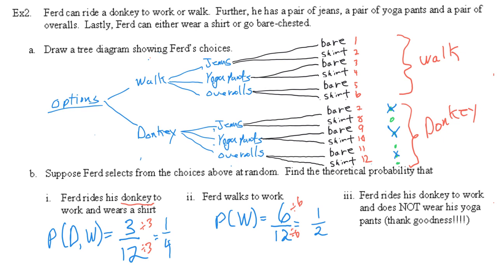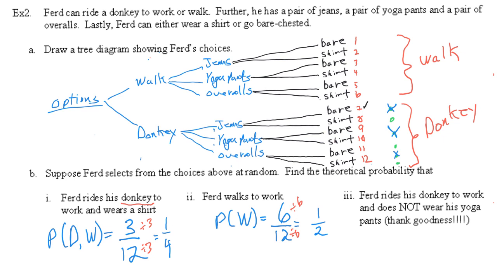And does not wear yoga pants. So the first thing that we have to do is identify the spot where he rides his donkey. So the lower half, all of this part here is what we're looking at for our problem, right? Now, all we have to do is find where our yoga pants is and not choose anything that's attached to it. So I'm going to check those off.